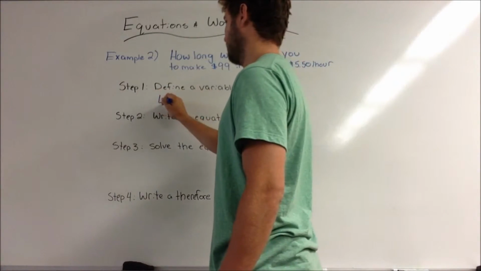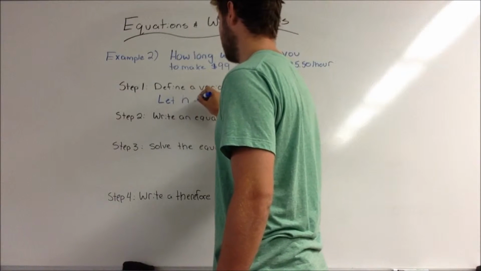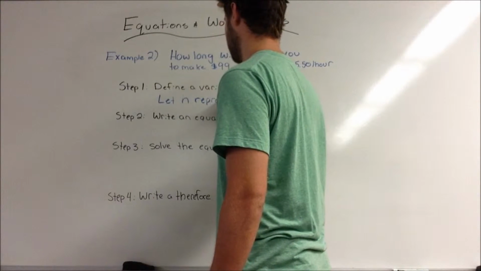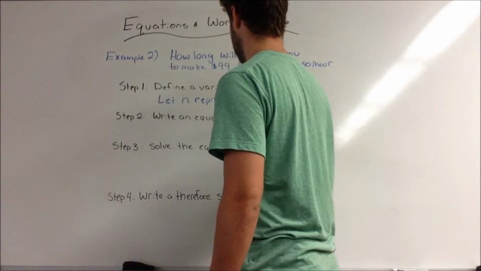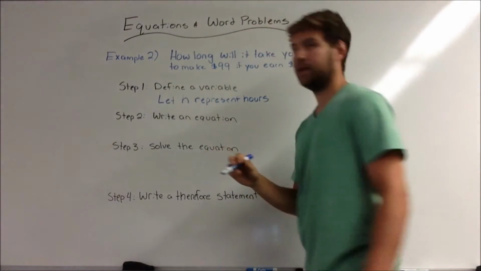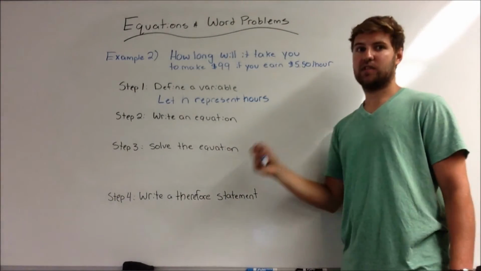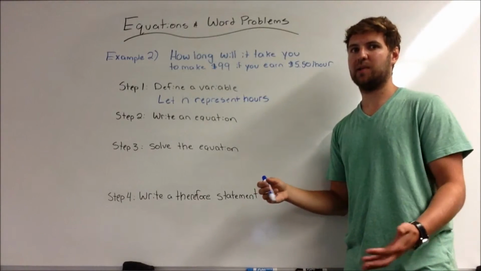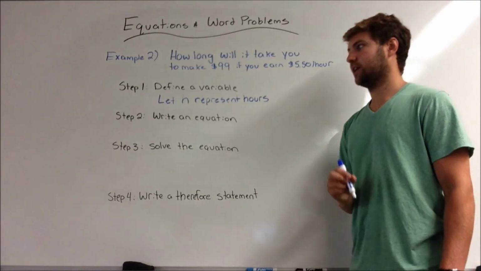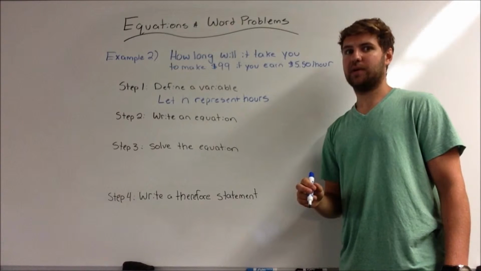So let's let H represent hours. Okay? So H stands for the hours in this, which is what we're trying to figure out, how many hours it would take us to make $99. So let's write an equation.